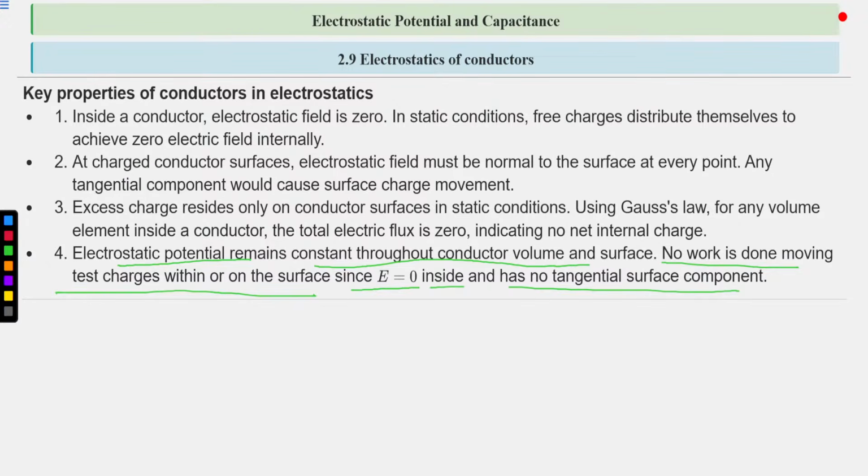This can also be shown in this way. We know the relation between potential and electric field: electric field is equal to minus dV by dr. So if electric field is 0 inside, dV by dr is equal to 0. If the derivative of any physical quantity is equal to 0, this means that physical quantity is constant. So V is constant throughout the volume of the conductor and on the surface. I hope you understood.